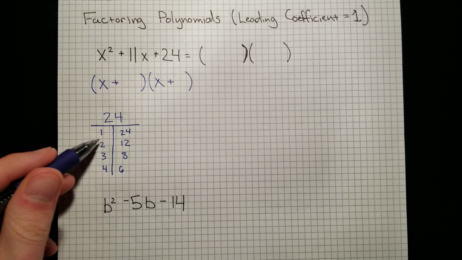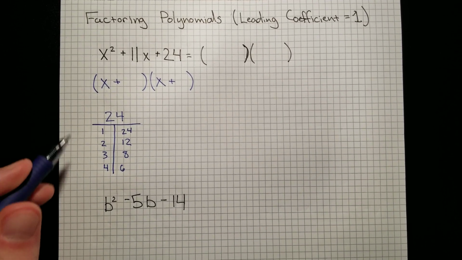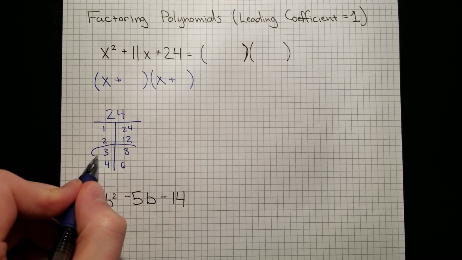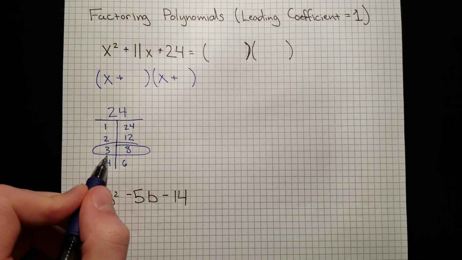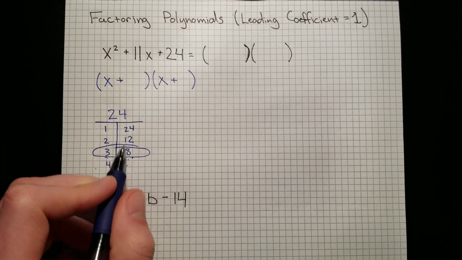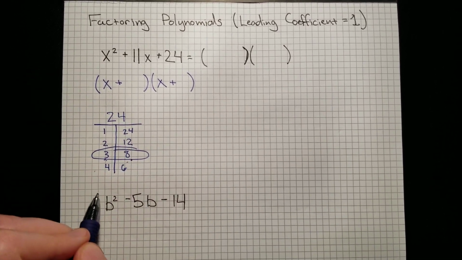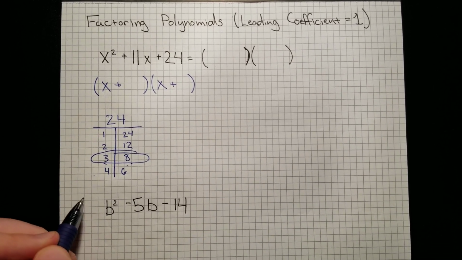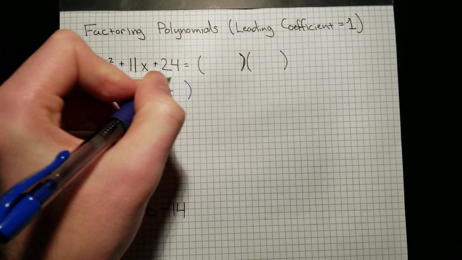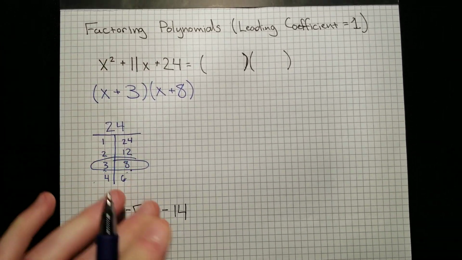Now we need to figure out which pair of these numbers would add up to that middle number. In this case, it's the 3 and the 8. So 3 plus 8 is 11, and 3 times 8 is 24. So that pair of numbers is what we want to use for our polynomial. So we're going to put those numbers in here: x plus 3 and x plus 8.